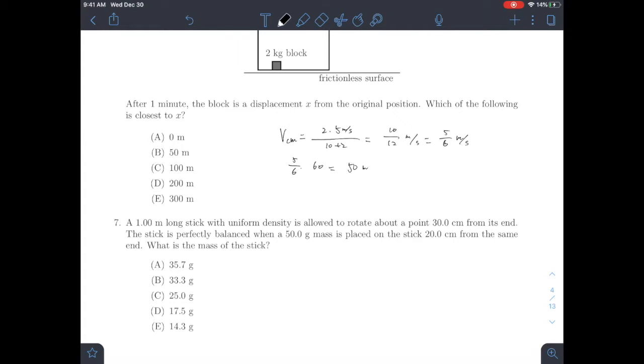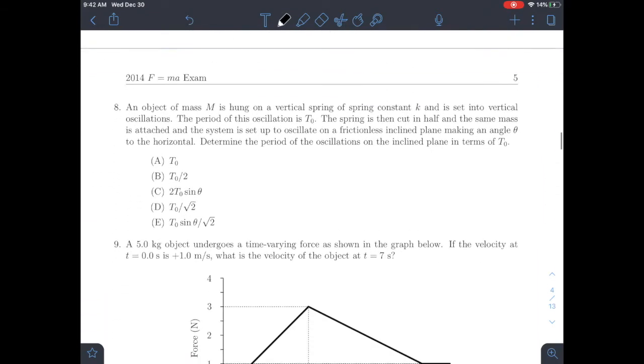So first let's draw a diagram. We just draw a stick. Then we set the pivot point at 30 centimeters from one of the ends. Then we know there's a point mass placed at 20 centimeters from the end, which means the pivot point and the mass are 10 centimeters apart. Then we know the center of mass is in the middle, 50 centimeters from one end. So 50 minus 30 is equal to 20 centimeters from the pivot point. Then we can use torque to calculate the mass of the stick, which is 25, which is C.